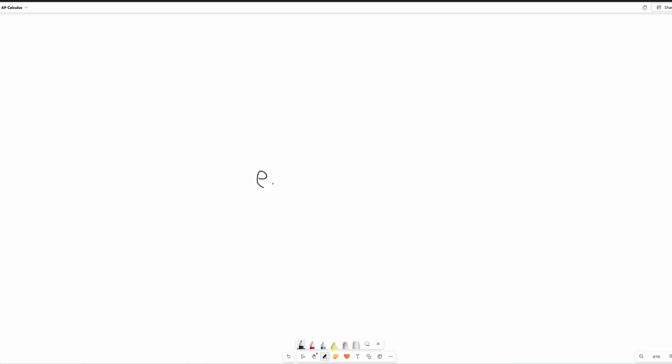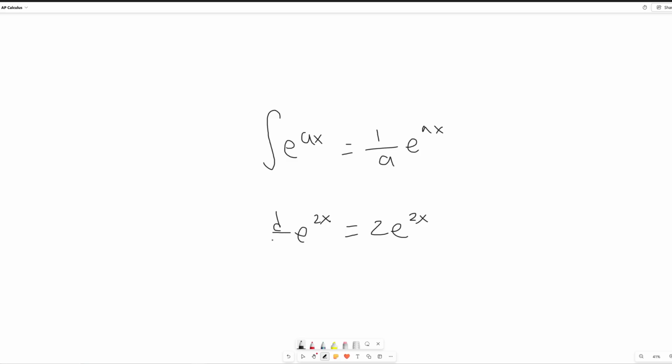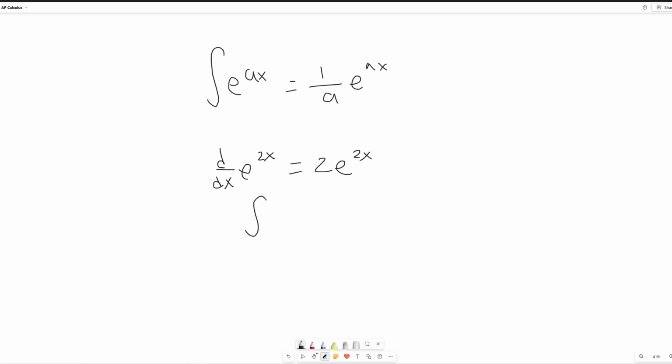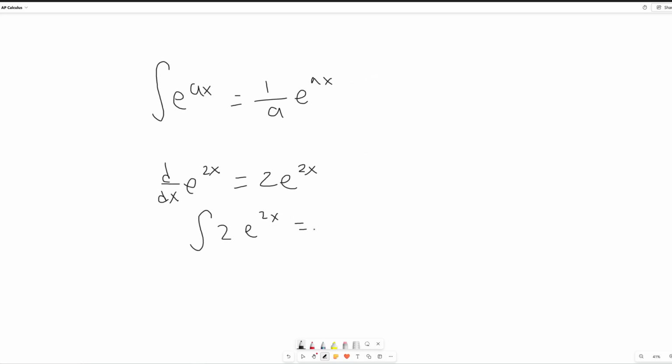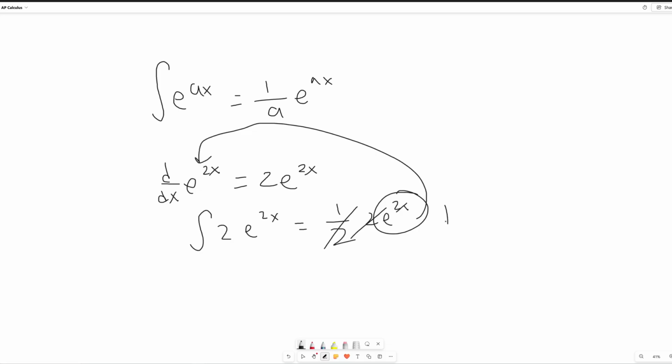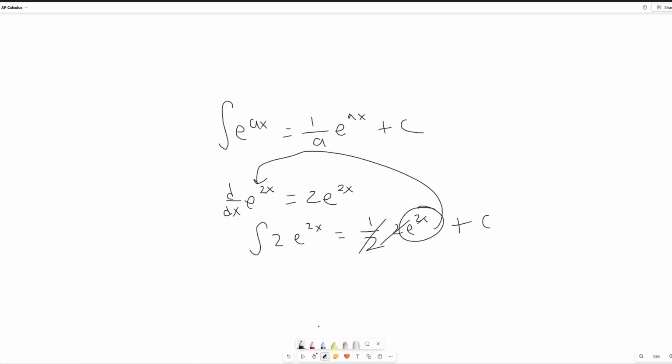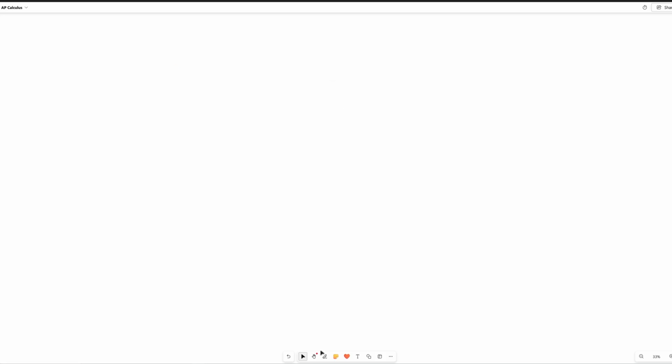And then e to the ax, if you integrate it, you get 1 over a e to the ax. This is because if you have, let's say, e to the 2x and you take the derivative of it, you get 2e to the 2x. So then, if you integrated 2e to the 2x, you would get 1 over 2 times 2e to the 2x, and then these cancel out. So then you get your e to the 2x back, plus c. So, those two relationships are very important.